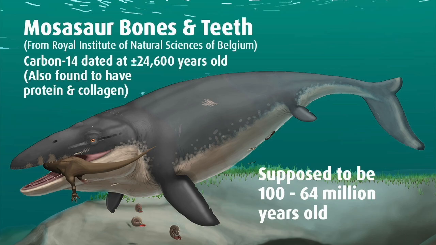So a mosasaur bone and teeth from the Royal Institute of Natural Sciences of Belgium were carbon-14 dated at about 24,000 years old, 24,600 years old. And it was also found to have protein and collagen in it. And it's supposed to be anywhere from 100 to 64 million years old.